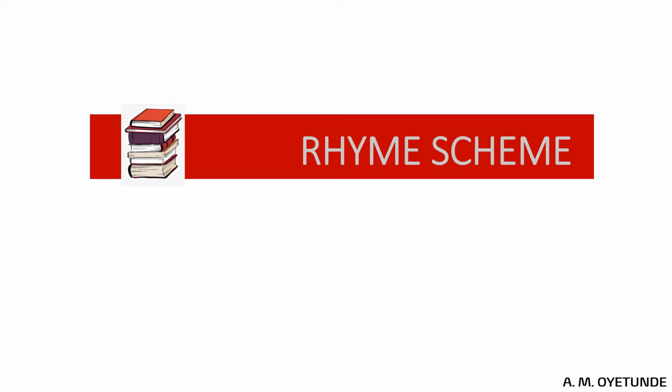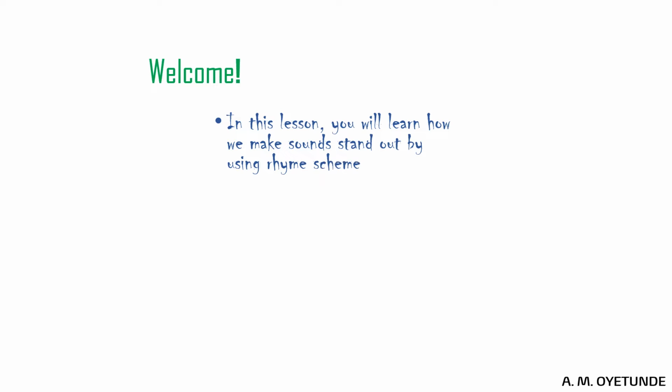The topic for today is rhyme scheme. In this lesson, you will learn how we make sounds stand out by using rhyme scheme. Basically, what we're going to be doing is learning how to differentiate between rhyme and rhyme scheme. Now, a lot of poets use rhyme scheme to make their poems sound more lyrical and more interesting. And so we're going to be studying this.